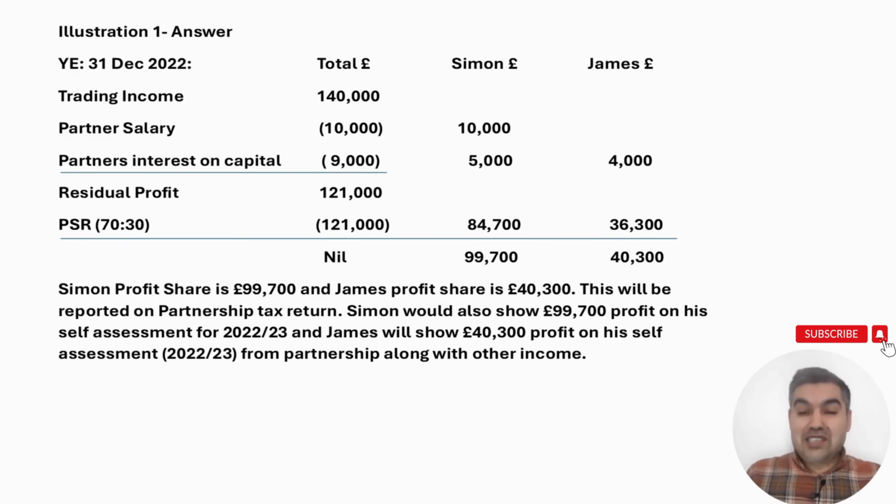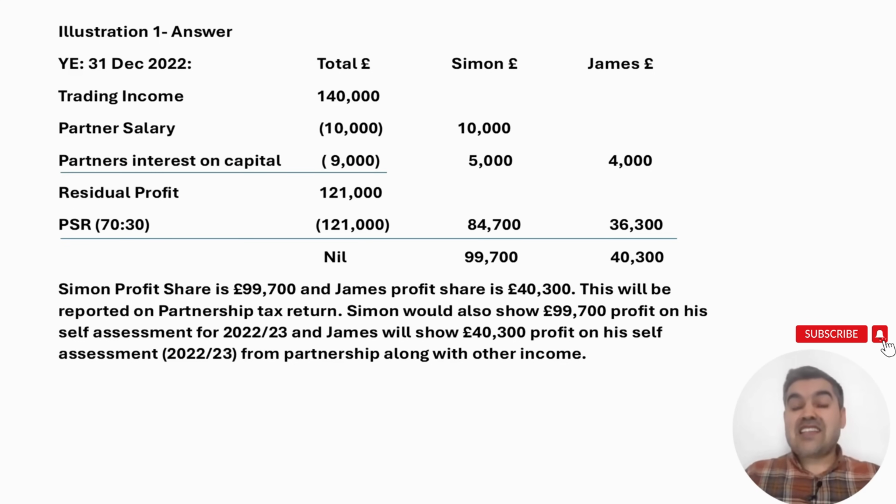Now, this is illustration number 1. We still continue with illustration number 1. If there is a need for adjustment, you will do the adjustment. However, we don't have such information. So we start with the trading income. There's no adjustment needed because we don't have information. If there's information, for example, there are some disallowed expenses and some capital allowances, you need to add back disallowed expenses and claim capital allowances. So here in our case, the trading income is 140,000.